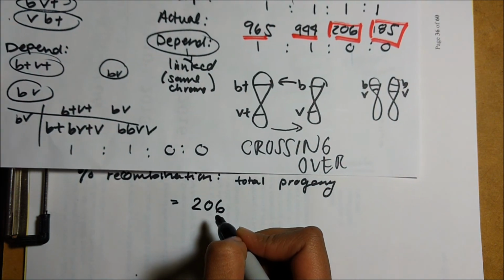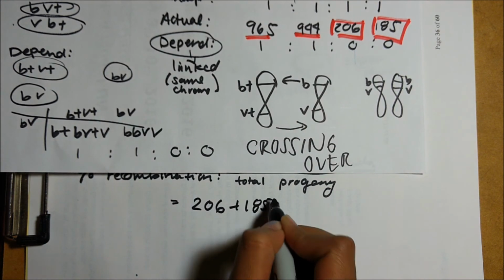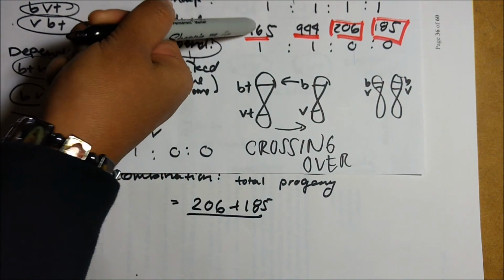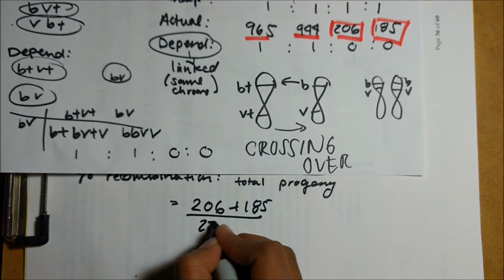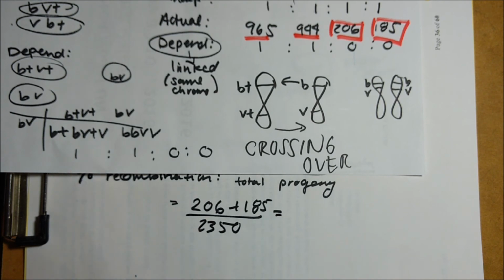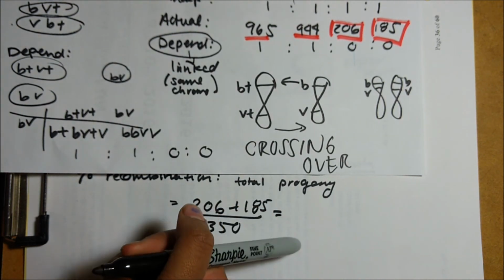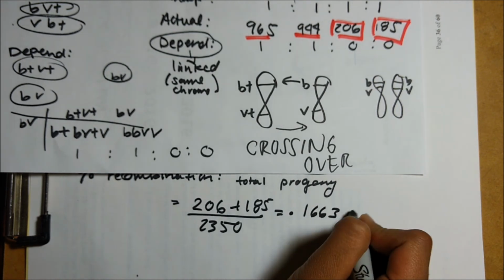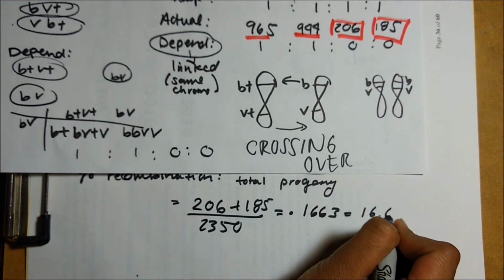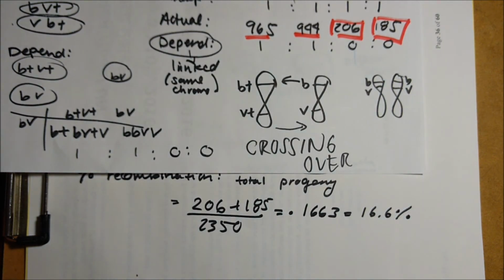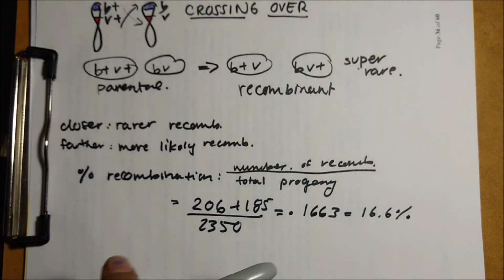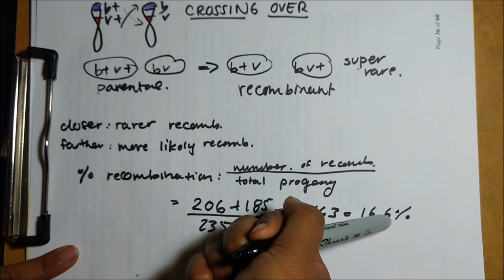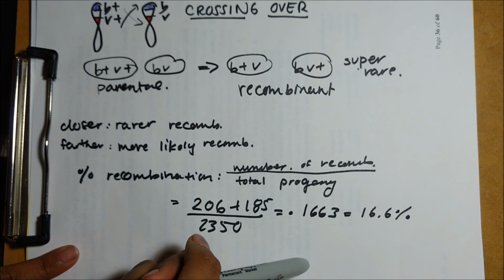206 plus the 185, put it over the total. I'm a human calculator, so the total of this is 2350. Now the percentage, or the decimal we get, is 0.1663. Now in percentages, it's 16.6%. Now Morgan actually named this distance after himself, so we can take the 16.6 and write it into centimorgans.